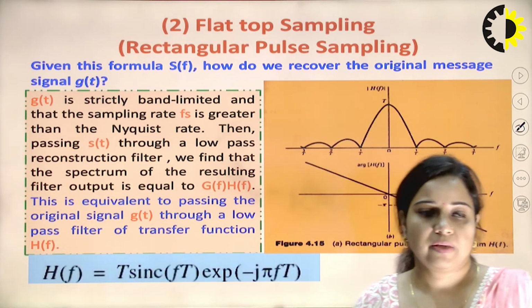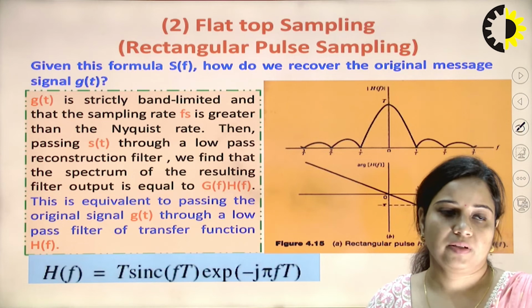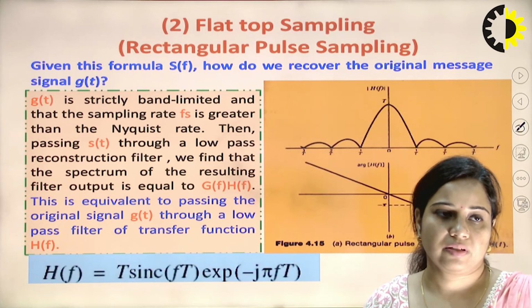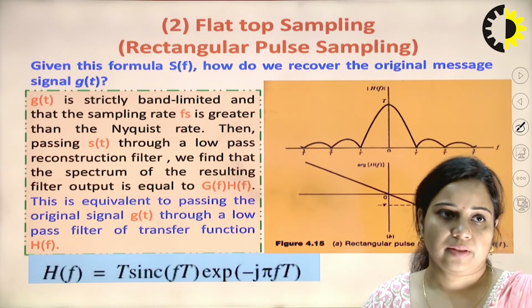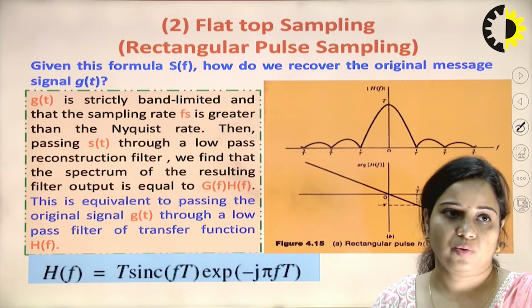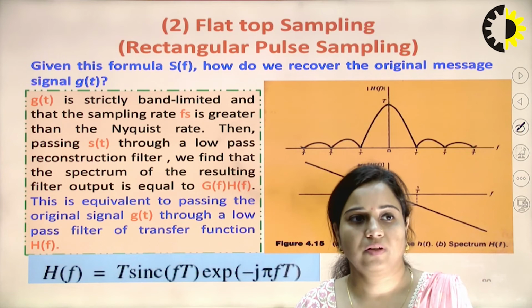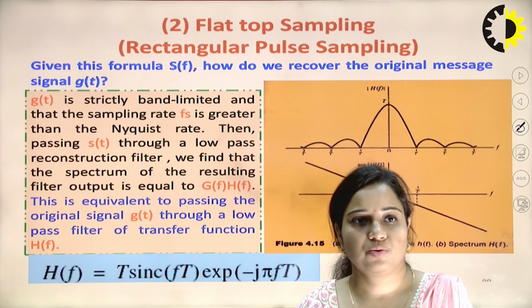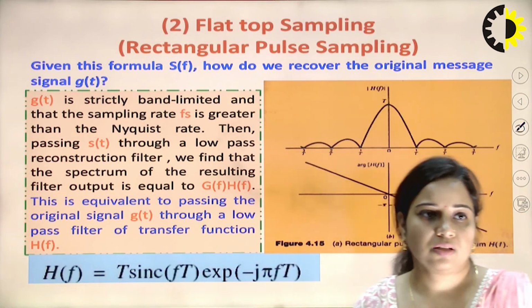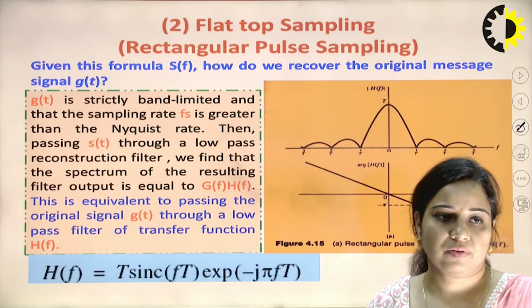g(t) is basically strictly band limited, and the sampling rate fs is greater than the Nyquist rate. Then passing this s(t) through a low pass reconstruction filter, we will find the spectrum of the resulting filter output is equal to G(f) into H(f). So, this is equivalent to passing the original signal through a low pass filter of transfer function H(f).